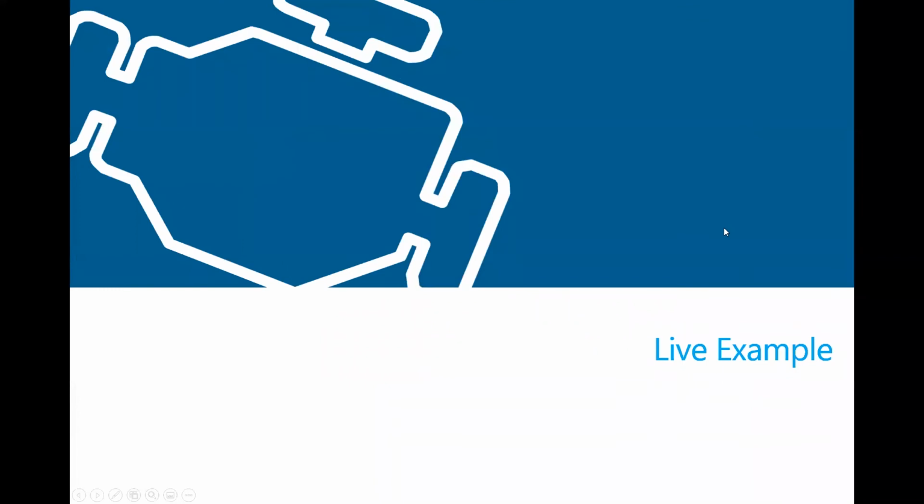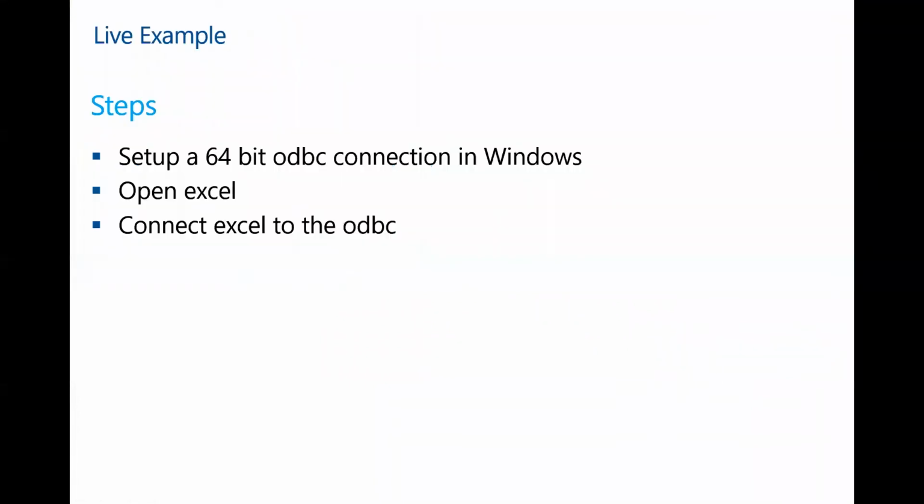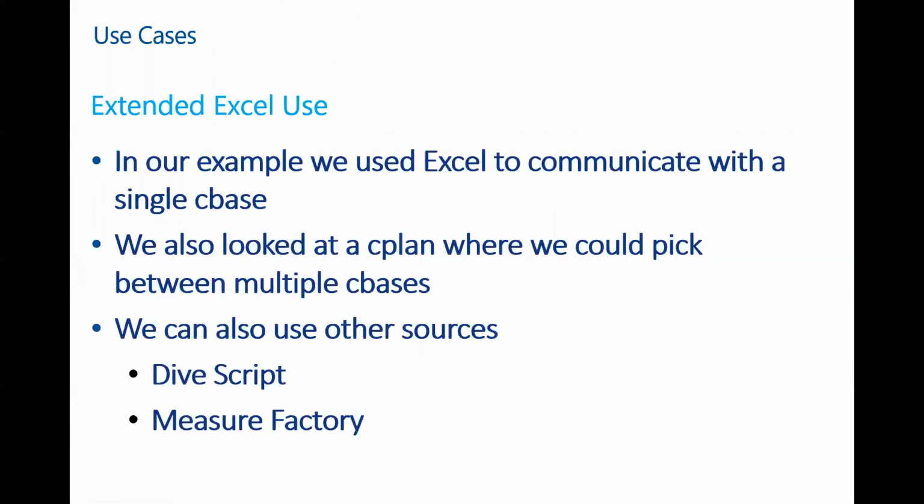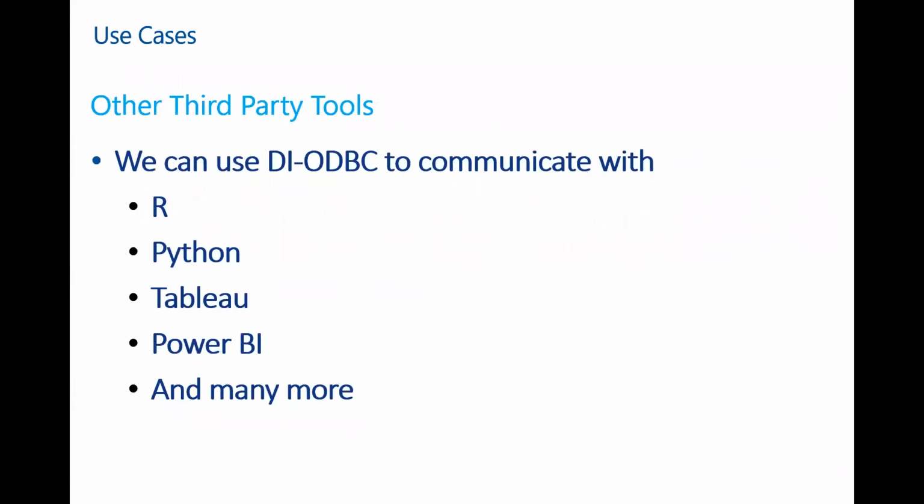Okay, so we just went through our demo, and what we did is we set up an ODBC connection in Windows. We opened Excel, and then from Excel we connected into that ODBC and read back some of the data. But there's many use cases in which we could use this connector. So we've just used Excel, but instead of connecting into a single CBase or a C plan, we can connect into a dive script. We can also connect into a measure factory. So we could connect in and pull a complete KPI out of the measure factory.